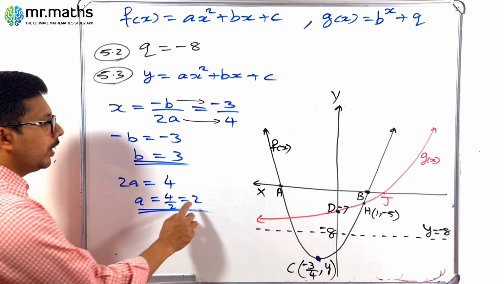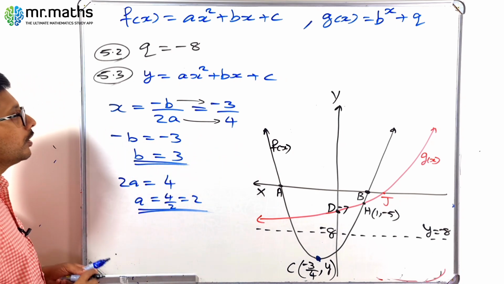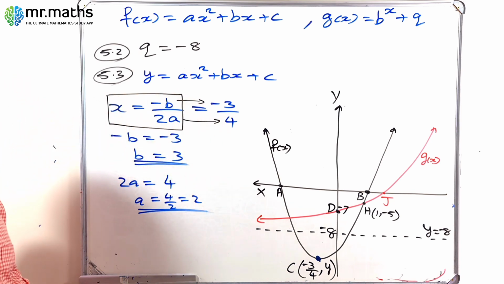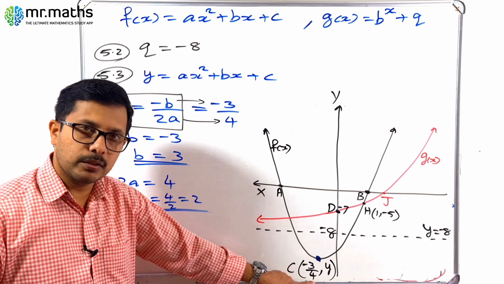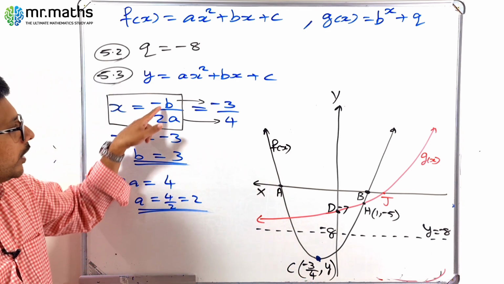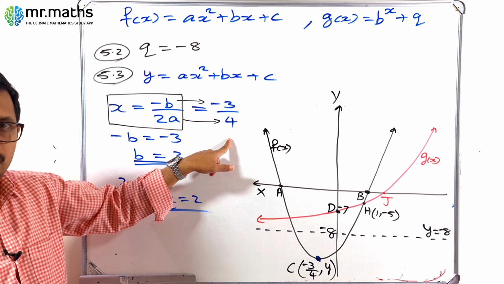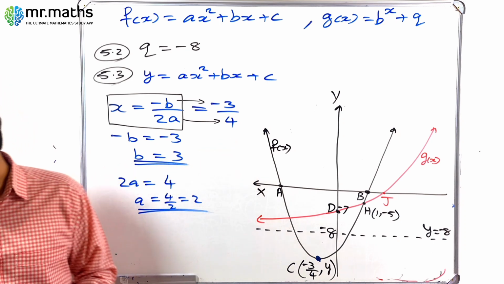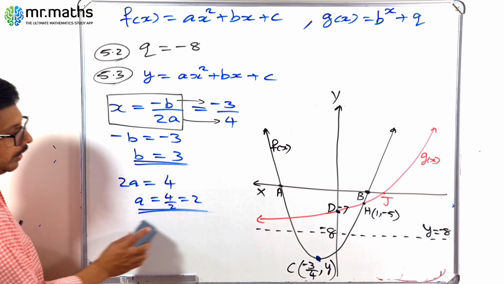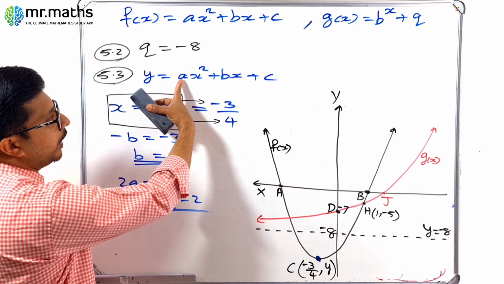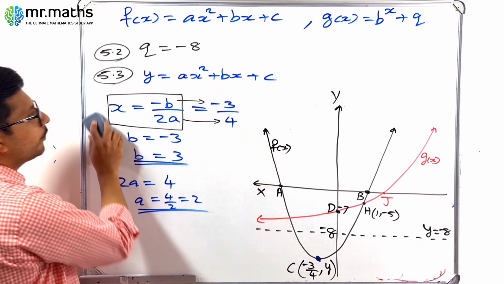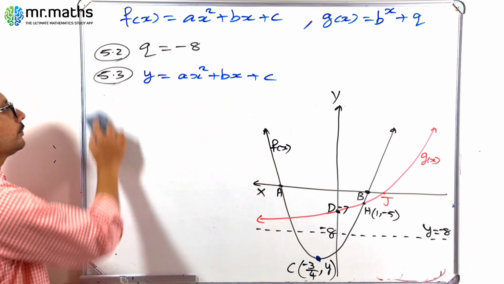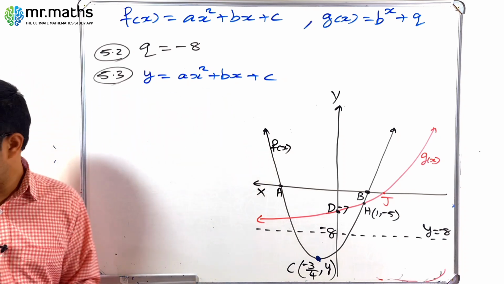So we got the values of a and b, because we know the formula to find the x coordinate of the turning point, that is minus b by 2a, and it is directly given that minus b by 2a is minus 3 over 4. So we got the values of a as 2 and b as 3. Now you have to pause the video and write this one. I'm going to substitute a as 2 and b as 3. So substitute those values in that equation.